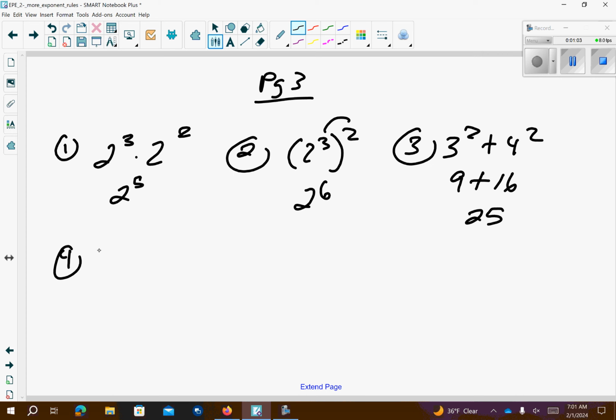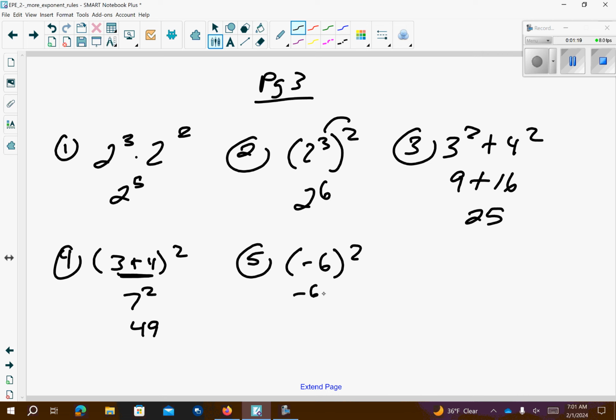Number 4, we have 3 plus 4 in parentheses squared. So make sure you add these together first. So you're going to get 7 squared, which comes out to 49, because 7 times 7 is 49. Number 5, we have negative 6 quantity squared. This means I'm going to go negative 6 times negative 6, which is positive 36.